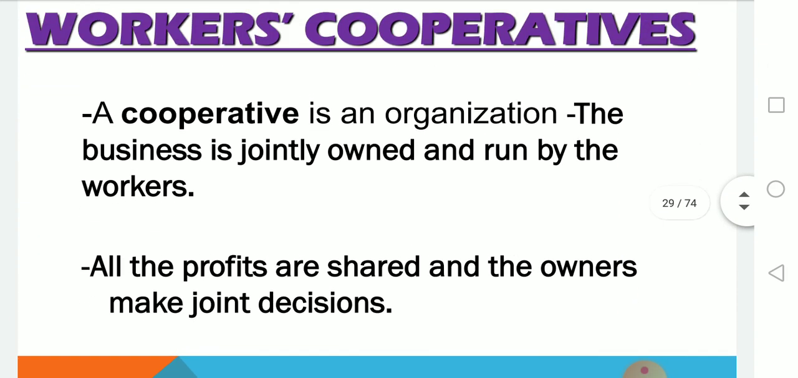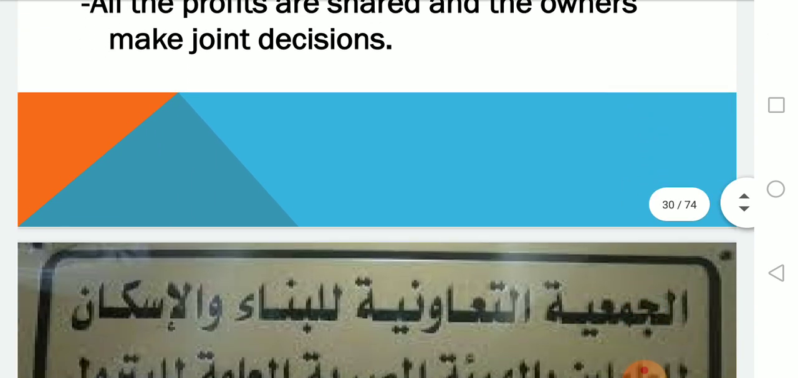Okay, workers cooperatives. A cooperative here is an organization where the business is jointly owned and run by the workers. So the ownership here is under the control of the workers. All profits are shared and the owners make joint decisions. They make the decisions together, like this organization.